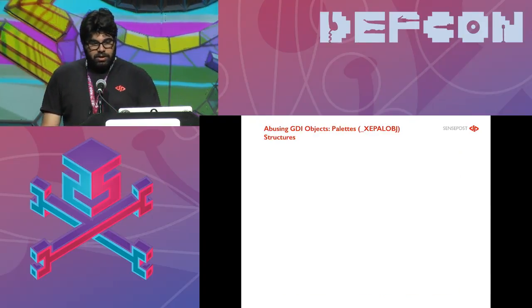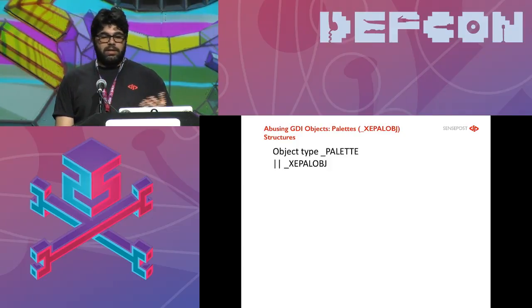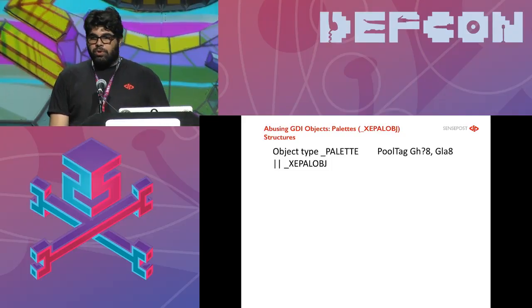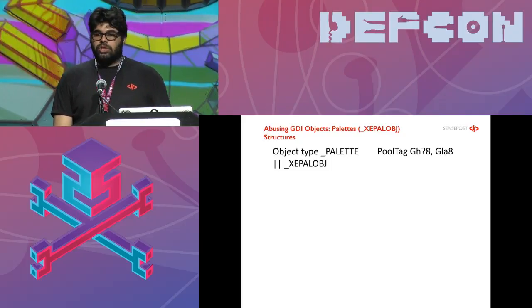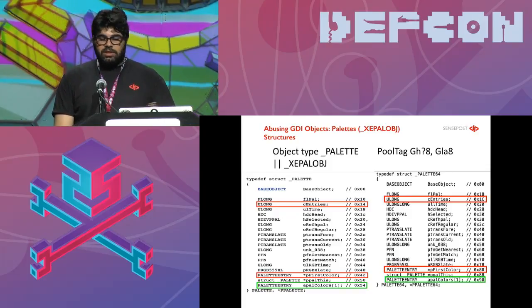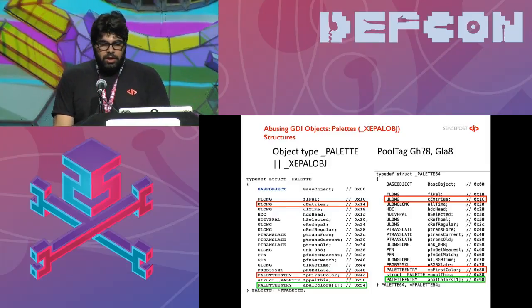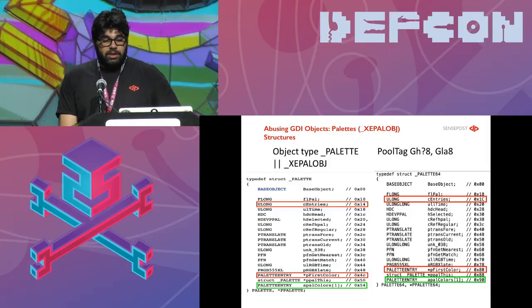So color palettes are interesting objects. They are represented in kernel memory by the PALETTE or the XEPALOBJ object name. And they have the pool tag of GH8 or GLA8. This is the x86 structure of the object. And this is the 64-bit structure of the object. Now, the members highlighted in red are the interesting members to us.